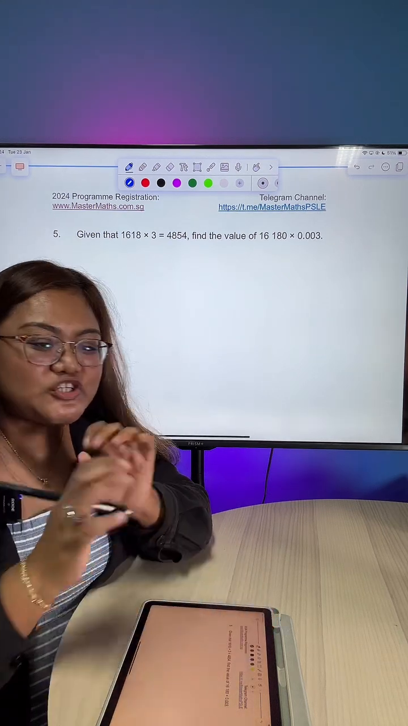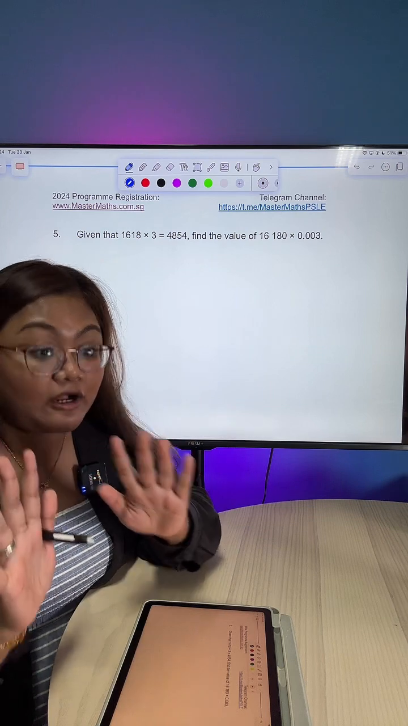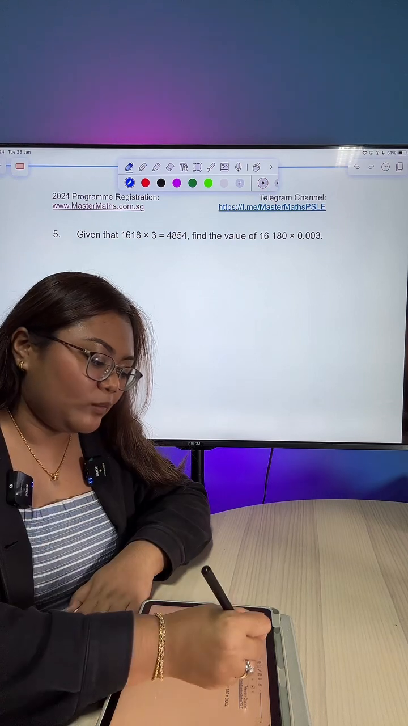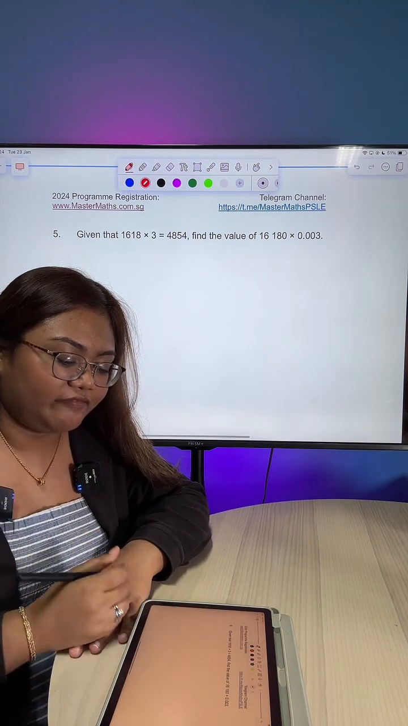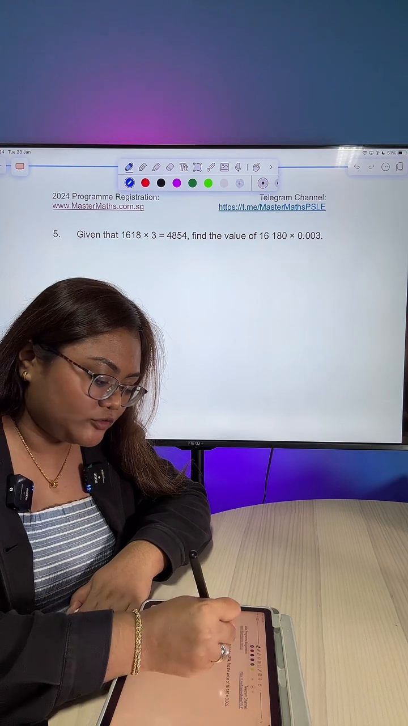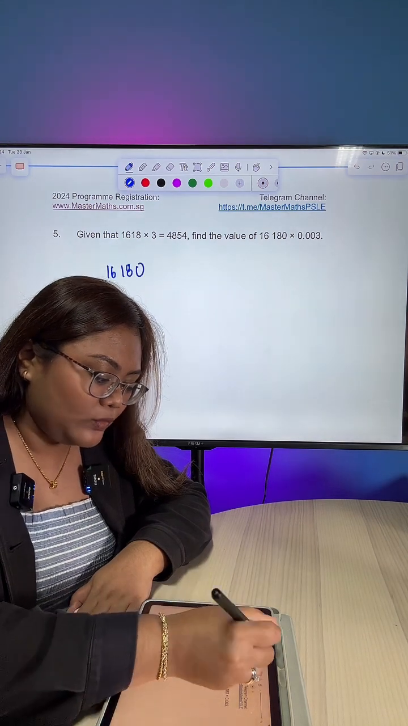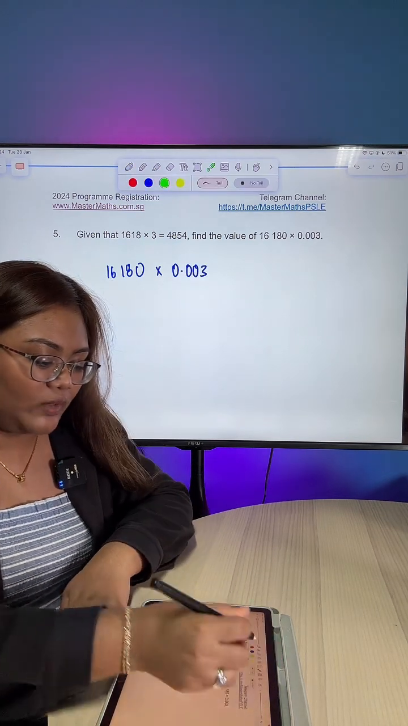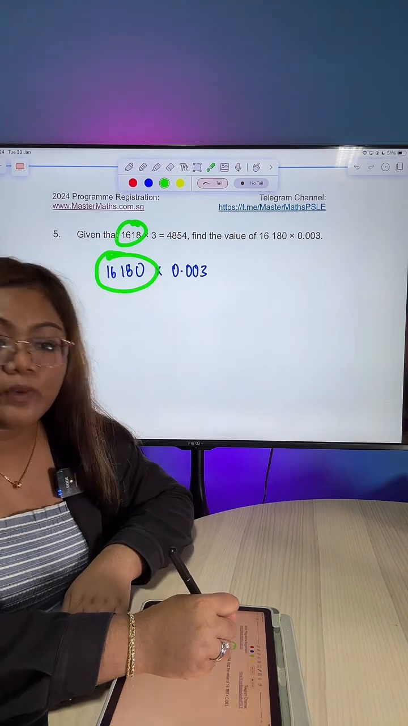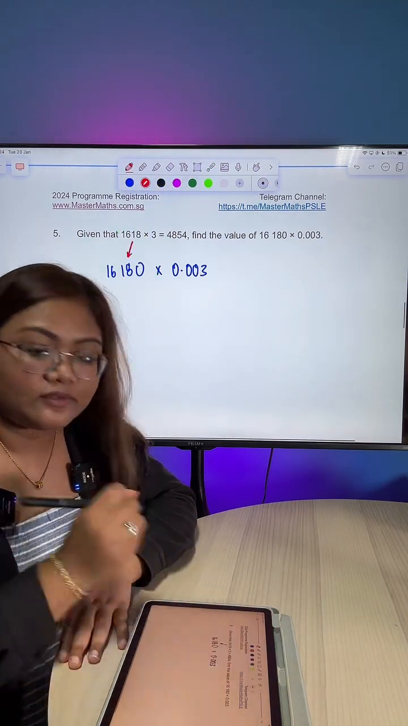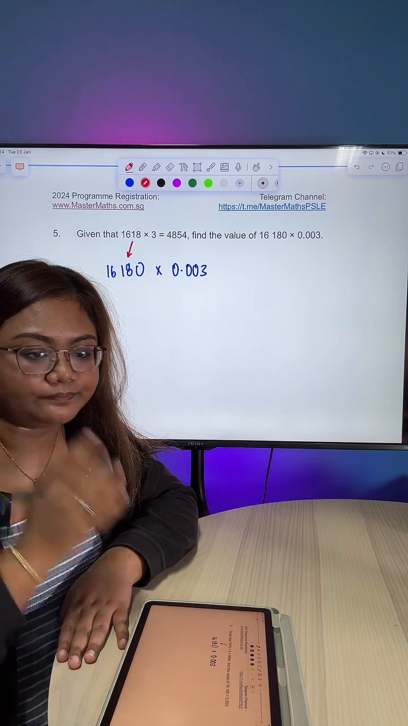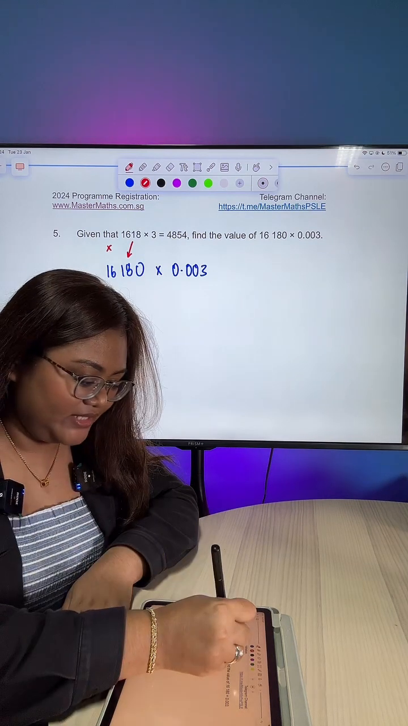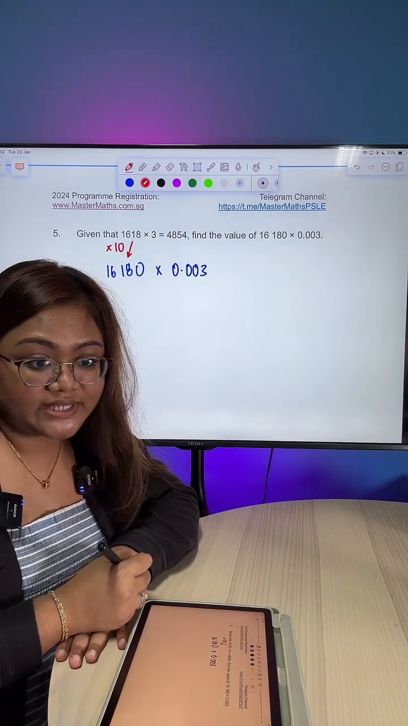Okay? Now, I'm going to show you how to do this very simply without calculator. Are we ready? Okay? Without calculator, yeah? So, I know that 1618 times 3 is 4854. Now, from 1618 to get to 16180, this is what they want, right? Times 0.003. This is what they want. Now, from 1618 to 16180, what am I doing, guys? What am I doing? Times by 10. Agree? 1618 to 16180, I times 10.